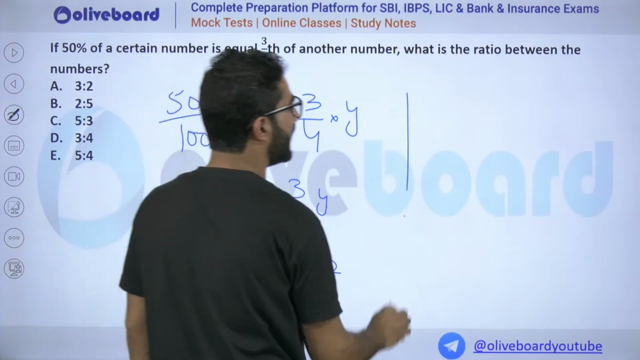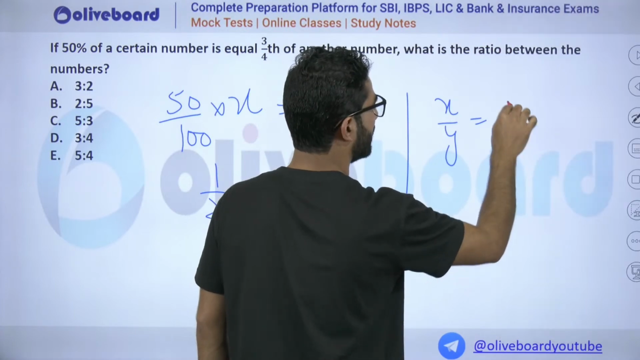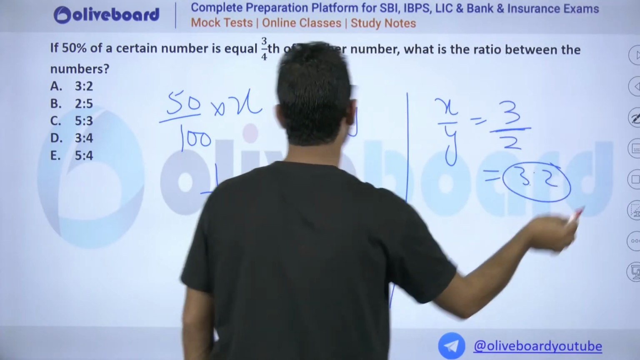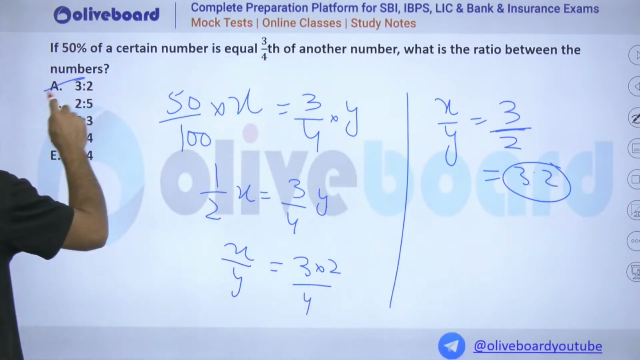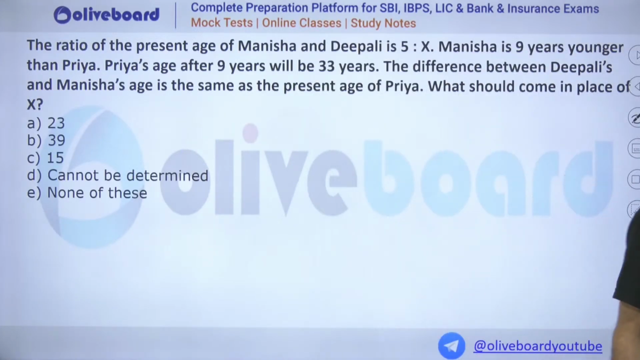So x upon y is nothing but 3/2, that is 3:2. These are the ways by which we can write it, 3/2 and 3:2 are one and the same thing. This is the correct option for this. Moving to the next question, give me the answer.